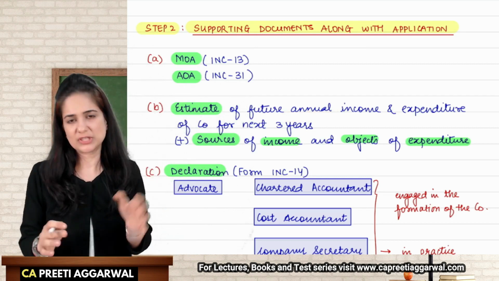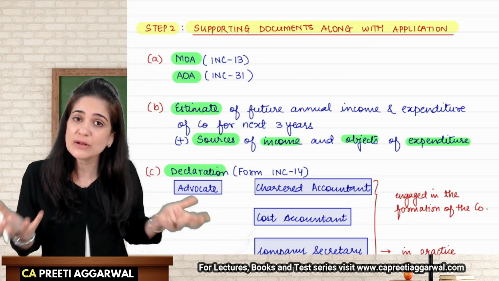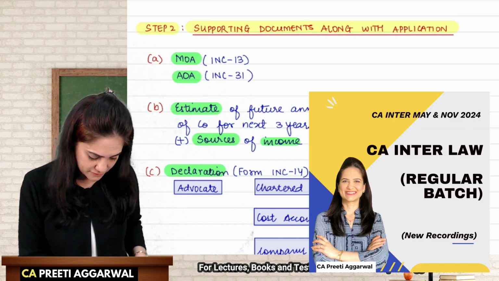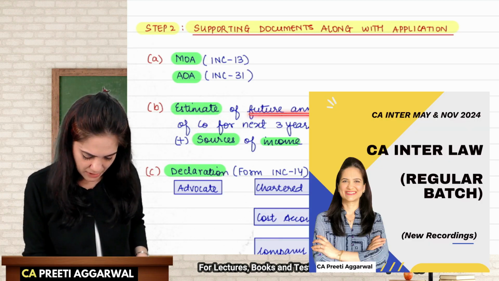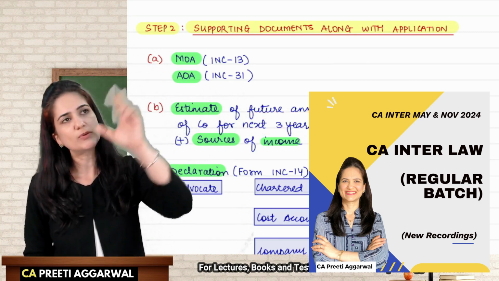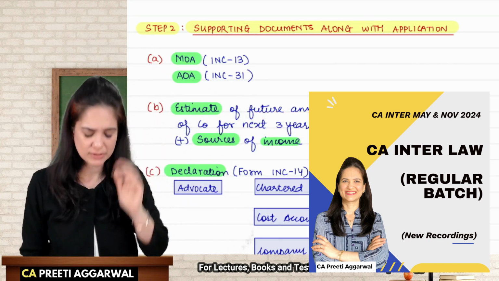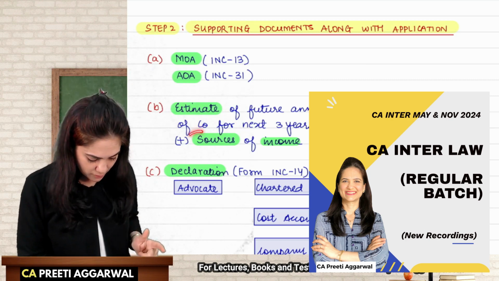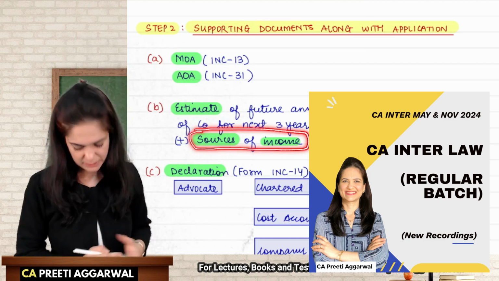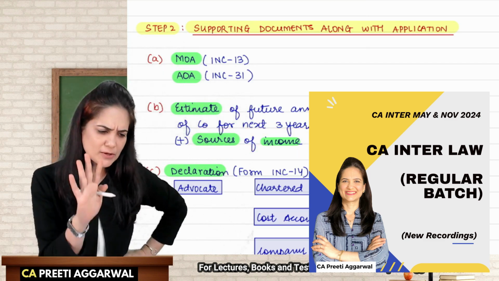So give us just an estimate. See, you are just trying to incorporate, but from where will you earn money? Give us an estimate of future annual income and expenditure for the next 3 years. Also provide the source of income and the objects of expenditure. From where are you going to earn money?